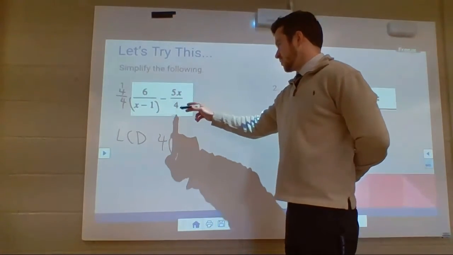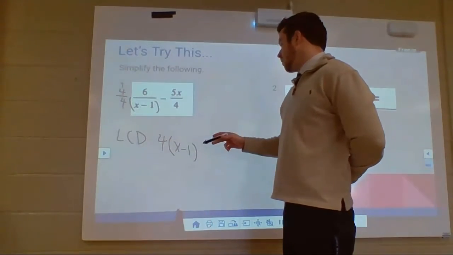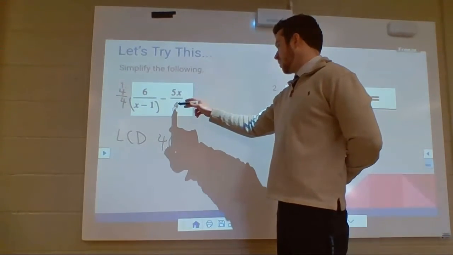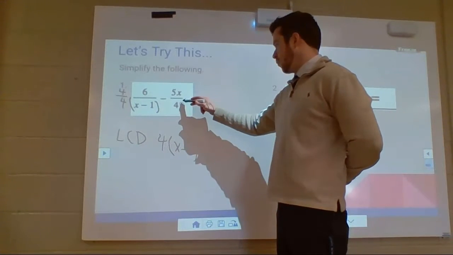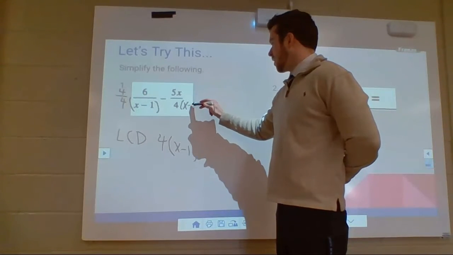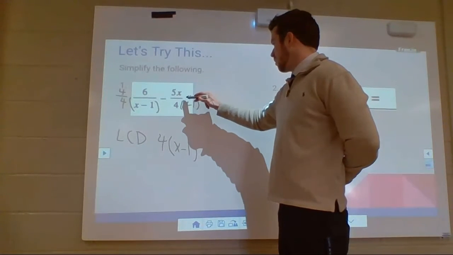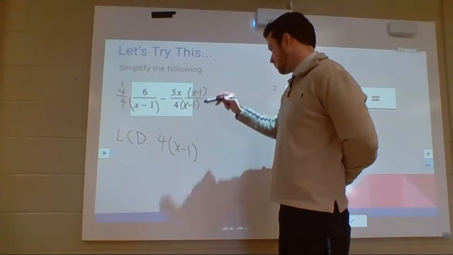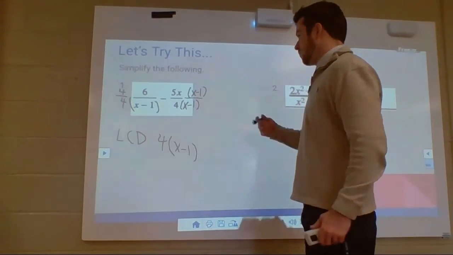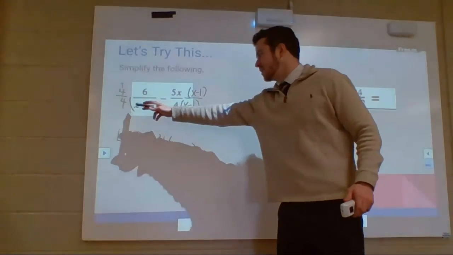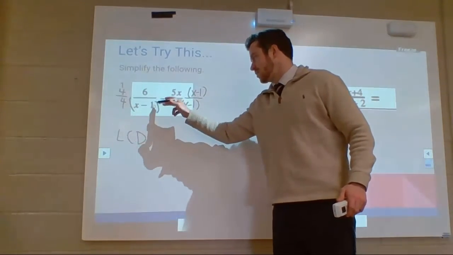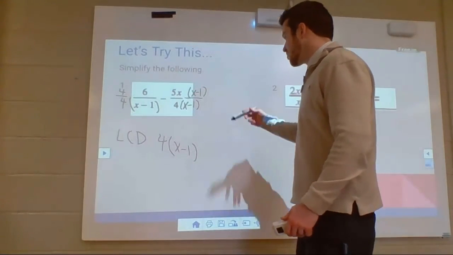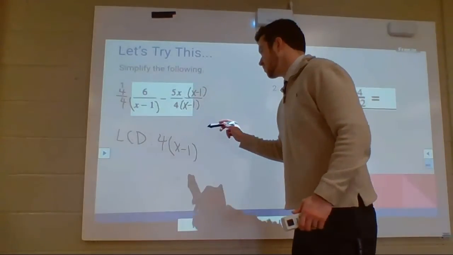Let's look at the second term, 5x over 4. Well, how am I going to get the least common denominator? How am I going to go from 4 to 4 times x minus 1? Well, we just need to multiply by x minus 1 on the denominator and numerator. So now we can see that this denominator is 4 times x minus 1 and this denominator is 4 times x minus 1. Now they have the same denominator. So at this point, we just need to distribute.